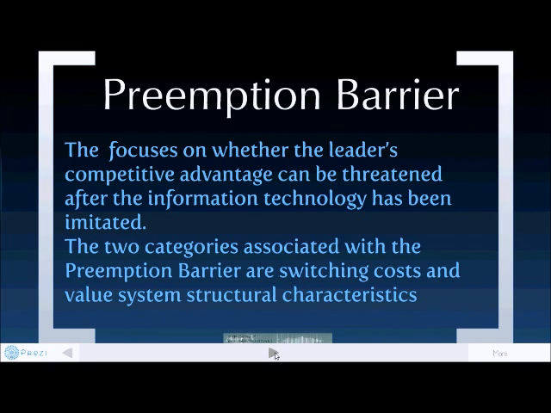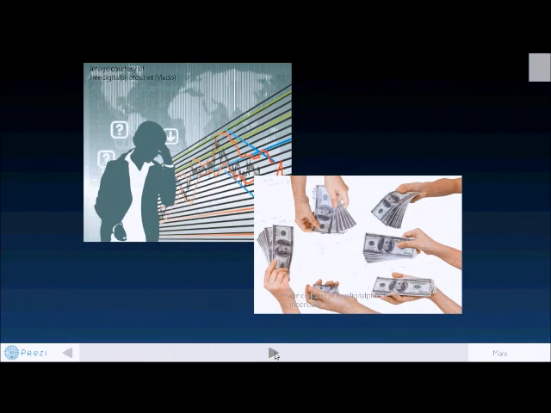The 2 categories associated with the preemption barrier are switching costs and value system structural characteristics. There are 3 sources of switching costs: co-specialized tangible investments, co-specialized intangible investments, and collective switching costs. The other category of preemptive barrier is value system structure. The value system structure refers to other companies a firm does business with either upstream or downstream.